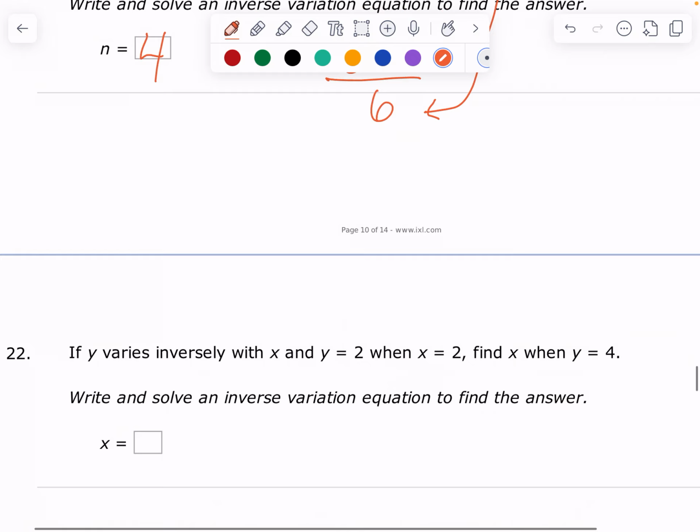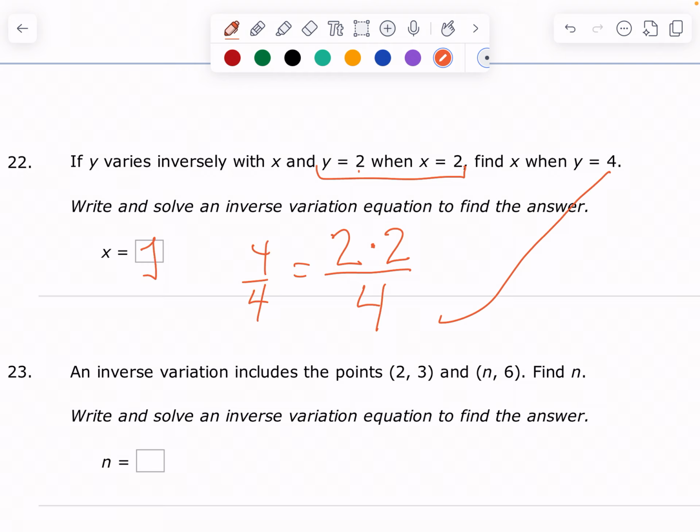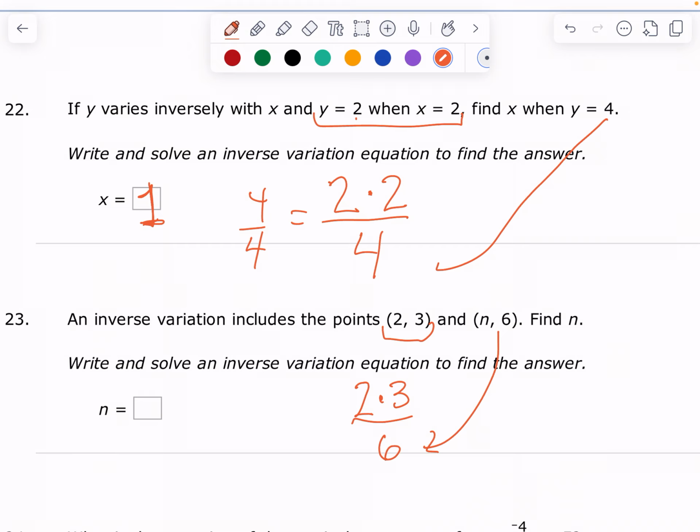Same thing with the next ones. So we're going to do the first two. We're going to go 2 times 2, and then we're going to divide it by 4. 2 times 2 is 4. Divided by 4 is 1. Same thing with the next one. 2 times 3 divided by 6. So that's 6 divided by 6, which is also 1.